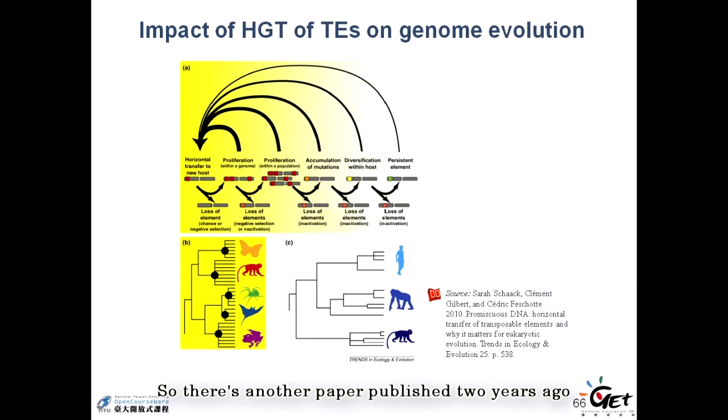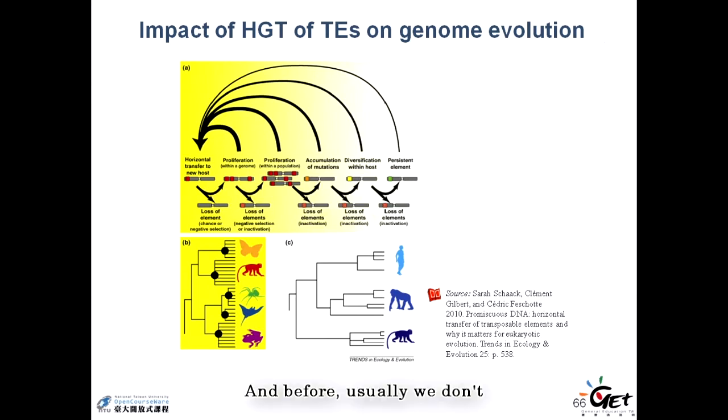So there's another paper published 2 years ago talking about transposable elements and their impact on genome evolution, particularly among the different groups of animals. And we know that transposable elements are present and also proliferate within certain clades of animals. Several mechanisms and several cases are known for those transposable elements.